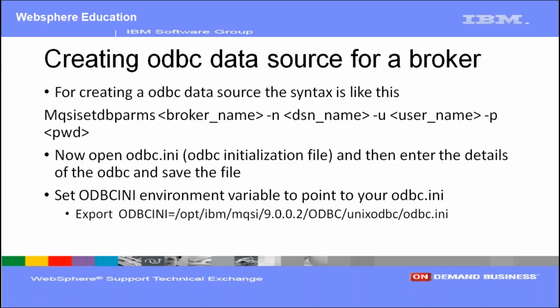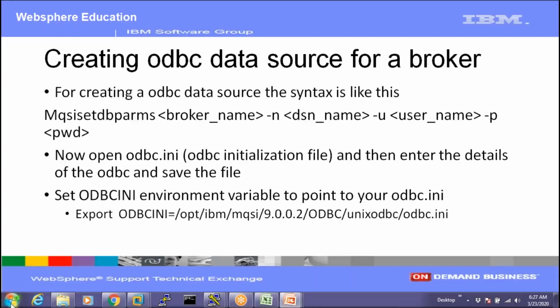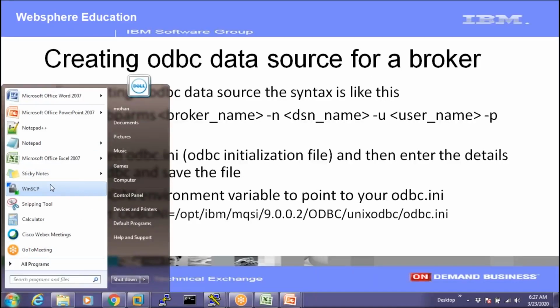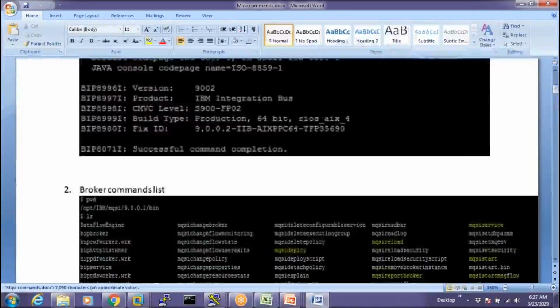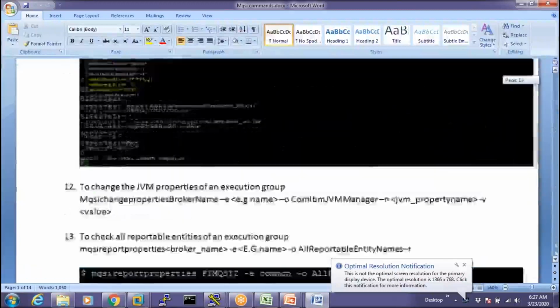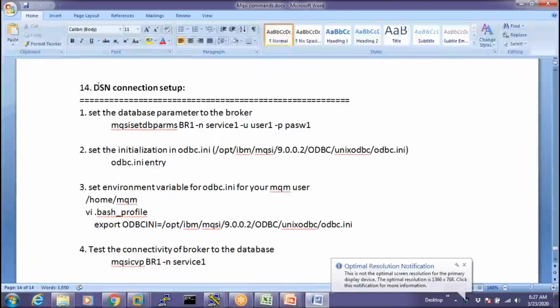Okay, so let's see how to create an ODBC data source for a broker. Consider we have a data source, we have a database, and I want to make my broker connect to that particular database, to that particular ODBC. So let me show you how to connect to that. For that, let me open a document. So this is the format. Hold on. Let me show you that format. So here, the DSN connection setup.